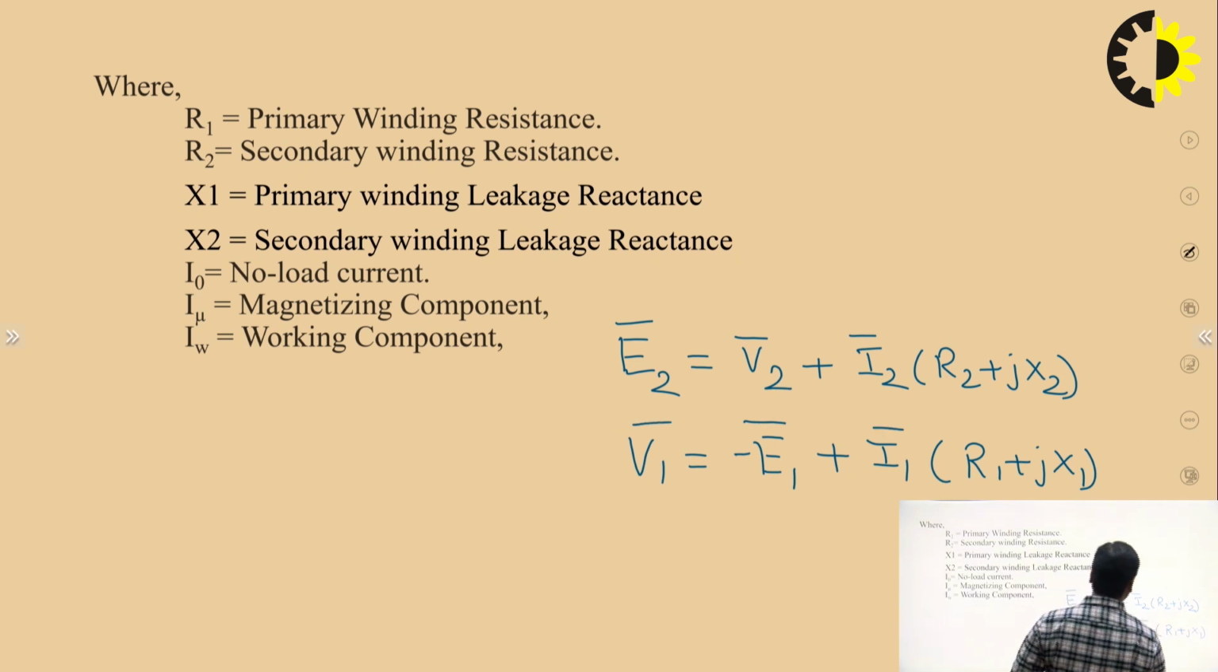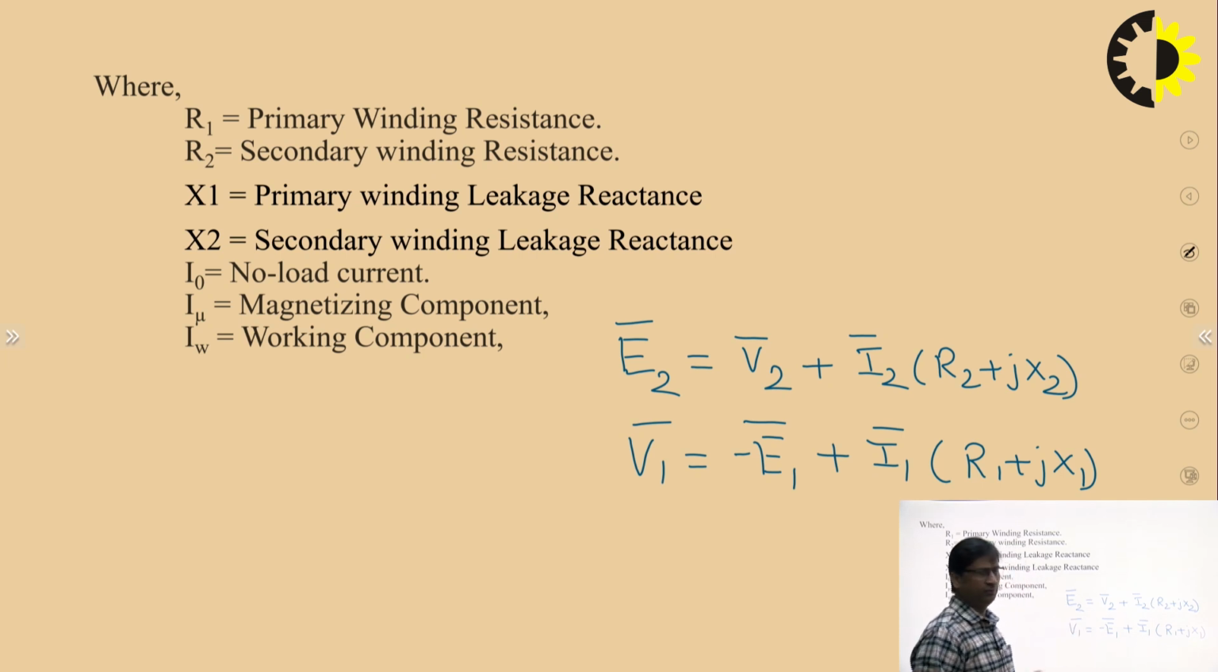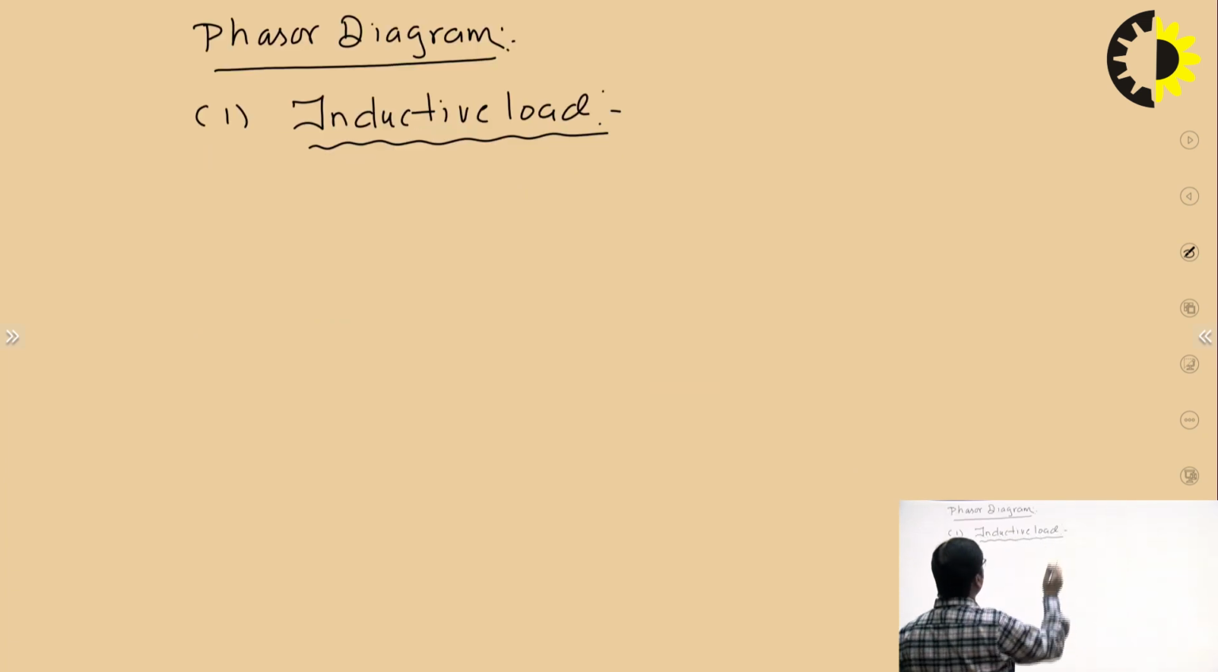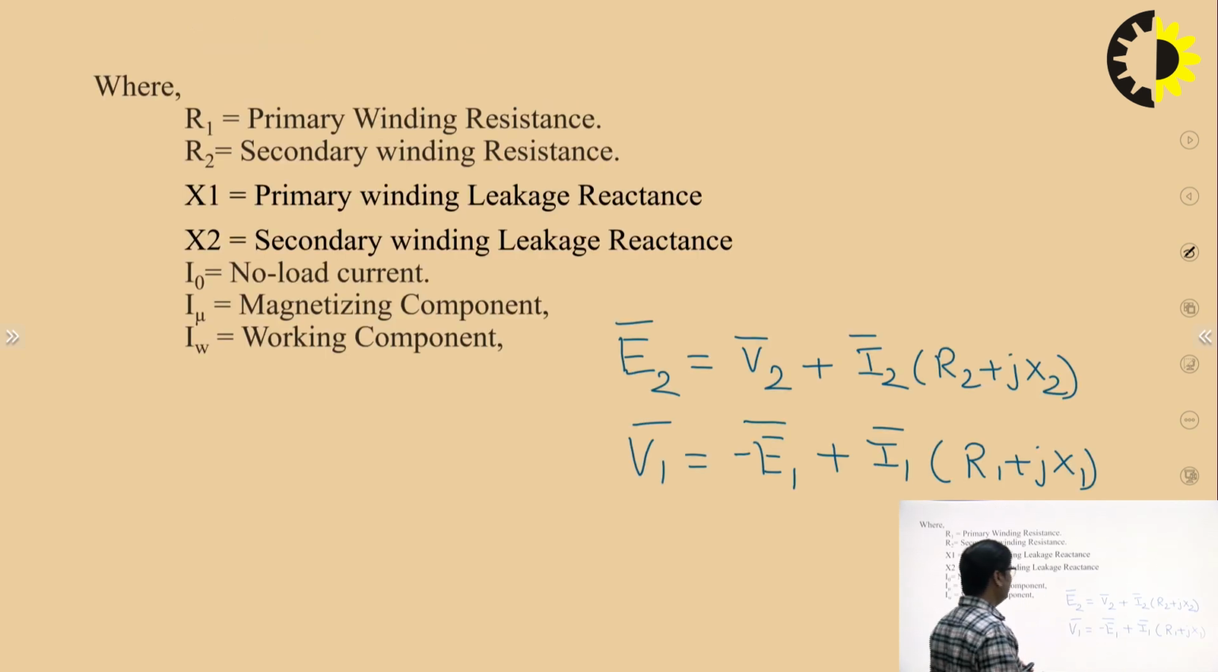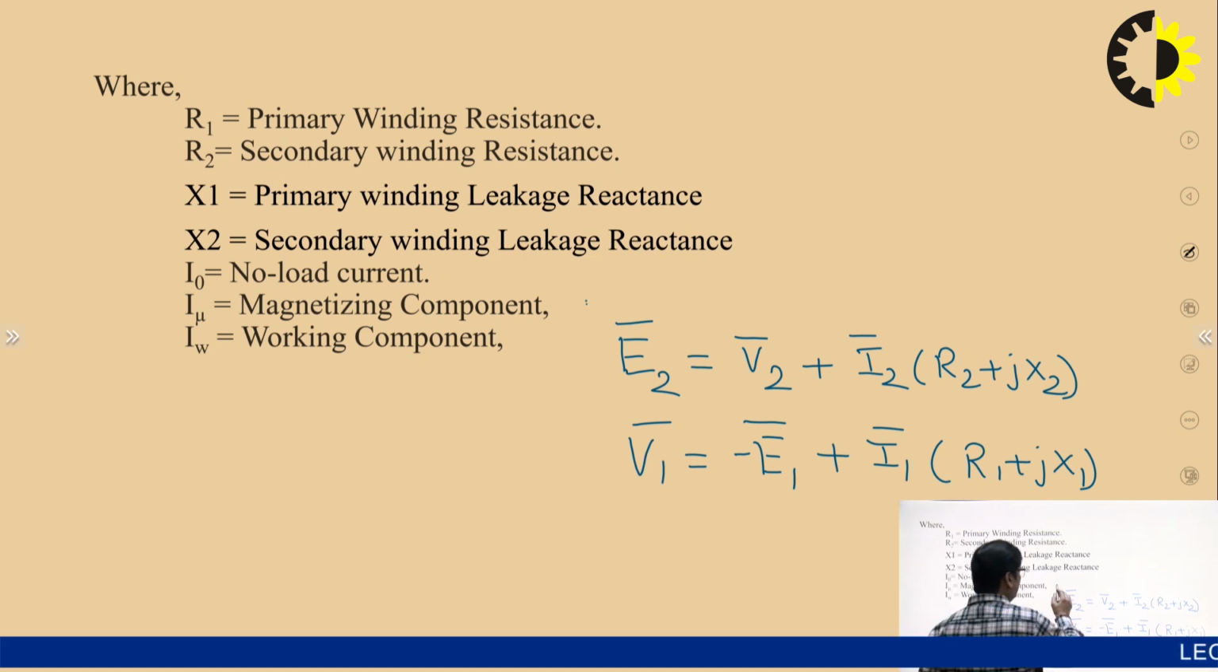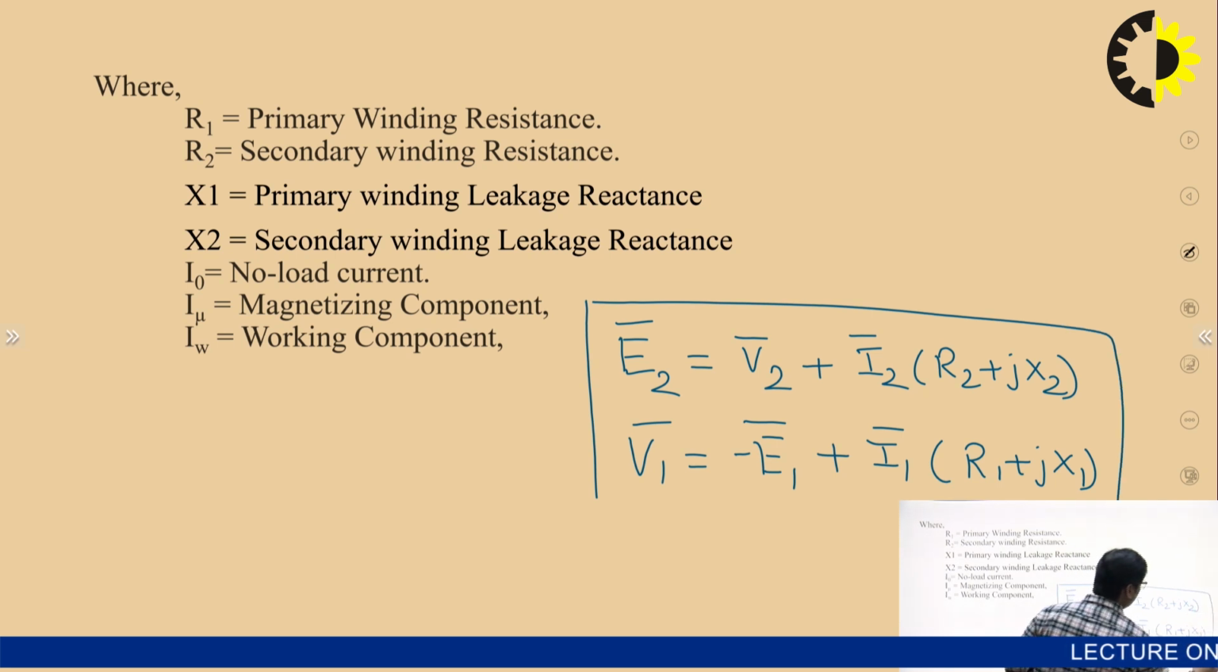So we have these two equations, one from the secondary side of the transformer and one from the primary side. We can also say that these are the EMF equations, or the voltage equations, in the primary side and secondary side of the transformer. Now, to analyze the phasor diagram for different loading, we are required to use these equations. So with the help of these two equations, we will draw the phasor diagram of the transformer.